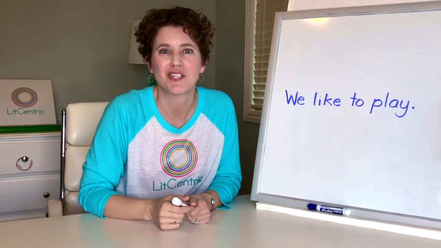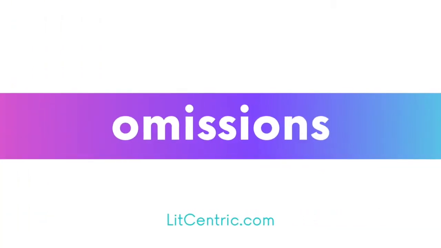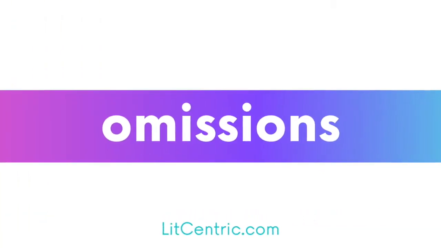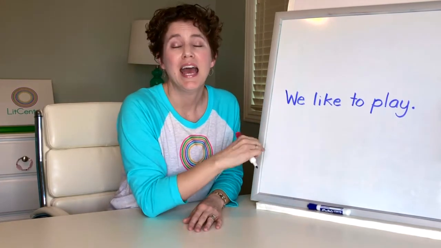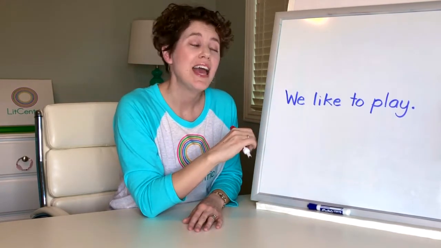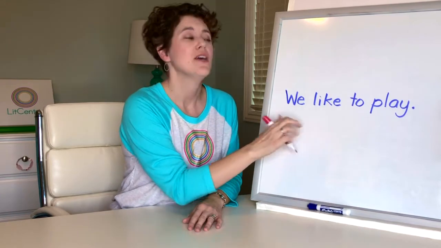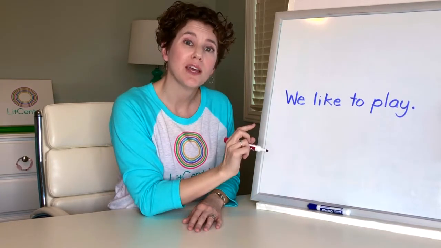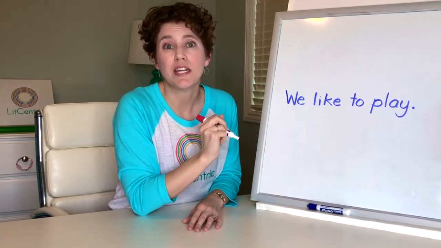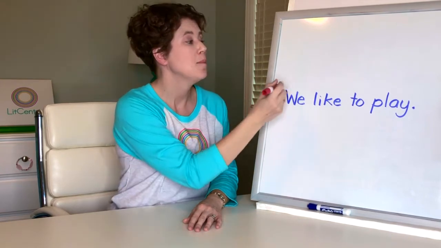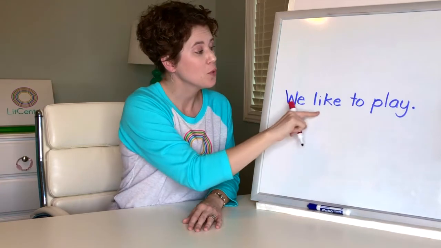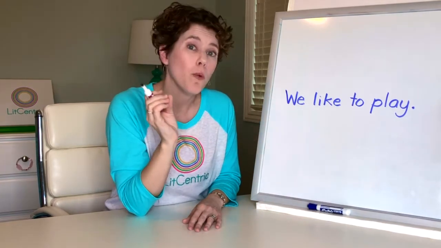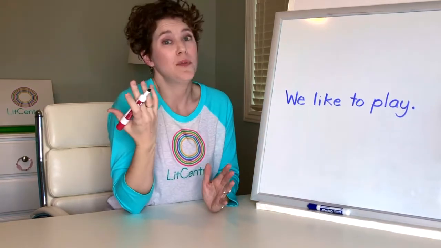Let's take a look at omissions. Now we're using our simple sentence here, we like to play. And let's say a student's reading along and they omit the word like. So we're going to combine our omission coding with the correct reading coding. Now remember, correct reading means that we put a check mark or a tick mark above each word. But when we get to the word like, the student is going to omit the word or leave it out, which happens a lot when we read.